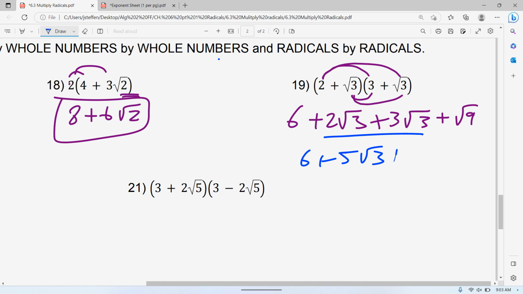Then the 9, we can reduce that down. The square root of 9 is just 3. So last but not least, the 6 and the 3 can combine to get 9. So that is 9 plus 5 root 3.